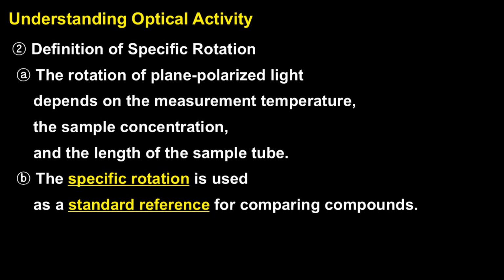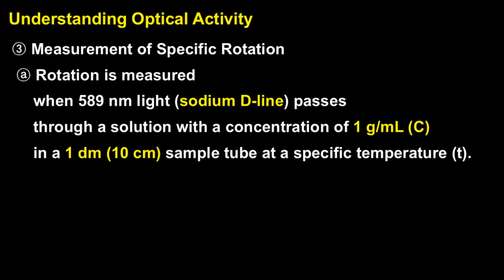Now that we know chiral compounds can rotate light, we need a way to measure and compare this rotation accurately. That's where specific rotation comes in. It provides a standardized way to quantify optical activity. The observed rotation can change based on factors like temperature, concentration, and sample tube length. Since these factors vary, specific rotation gives us a consistent reference to make reliable comparisons.